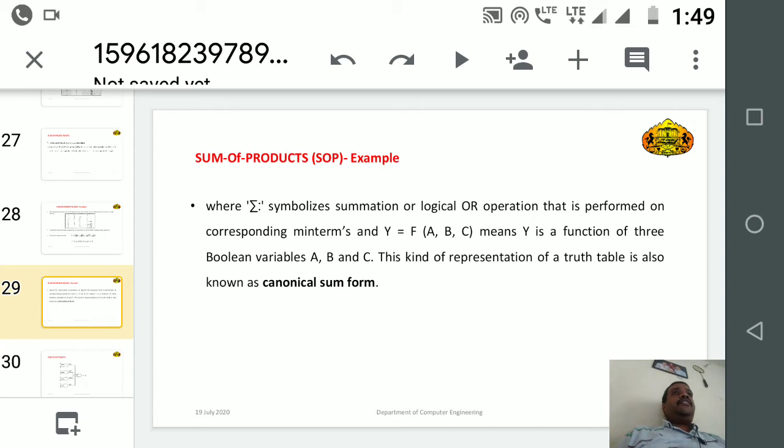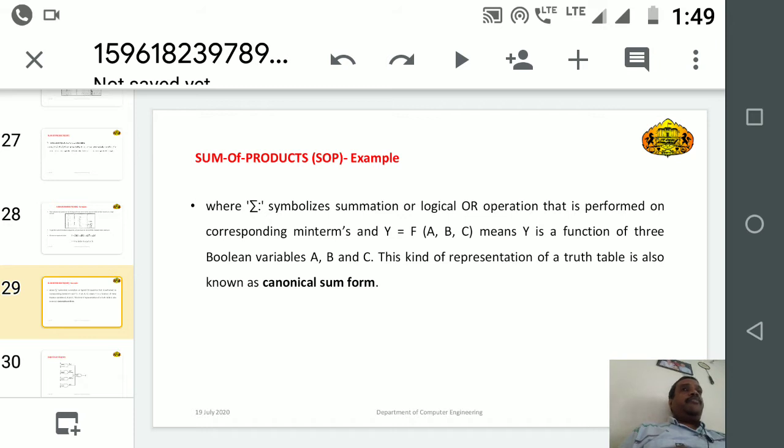So in this above SOP example, the summation symbol is also called the logical OR operation, which is performed on the corresponding minterms. Y is equal to a function of a, b, c, which means y is a function of three Boolean variables: a, b and c. This kind of representation of a truth table is also known as the canonical sum form.